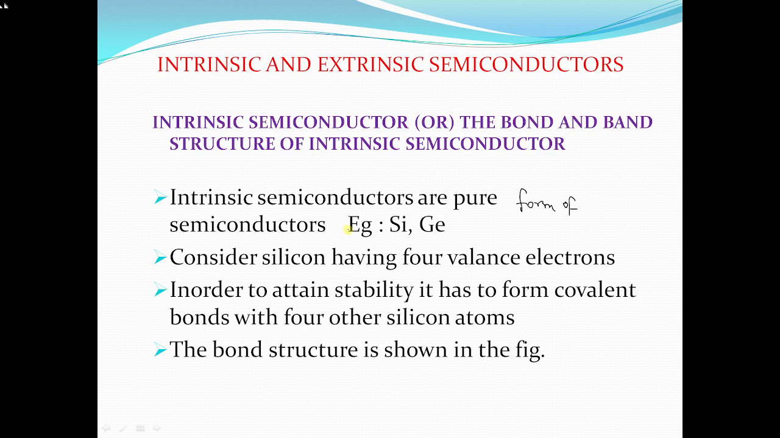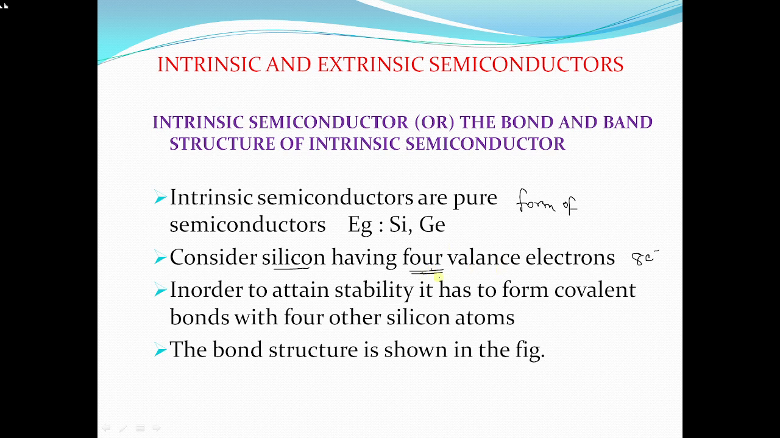What are the examples of semiconductors? Silicon and germanium. If I consider silicon, how many valence electrons does it have? It has 4 valence electrons. In order to attain stability, it should have an octet configuration, meaning 8 electrons in the outermost shell. So it has only 4.